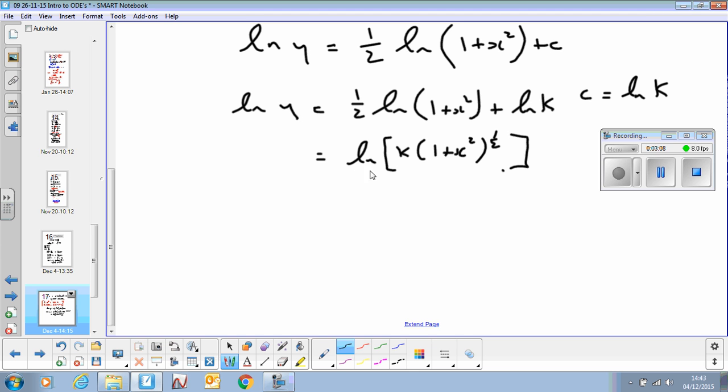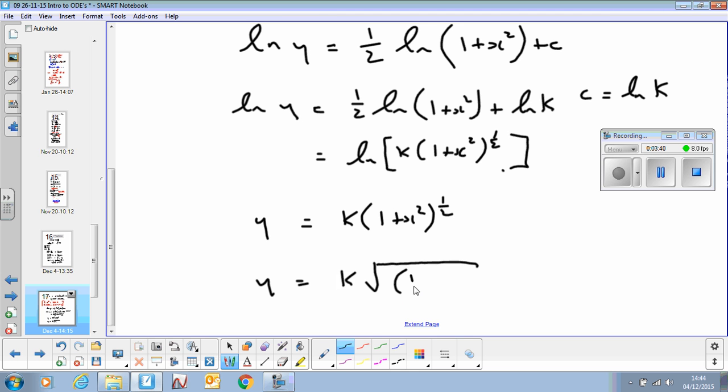Now this right-hand side is in the form of log of something, as is the left-hand side. So I can now take e to the power both sides, and I end up with y equals k times 1 plus x squared to the power of half. Or if I wanted the square root, y equals k times the square root of 1 plus x squared would be our general solution. This is our general solution now.